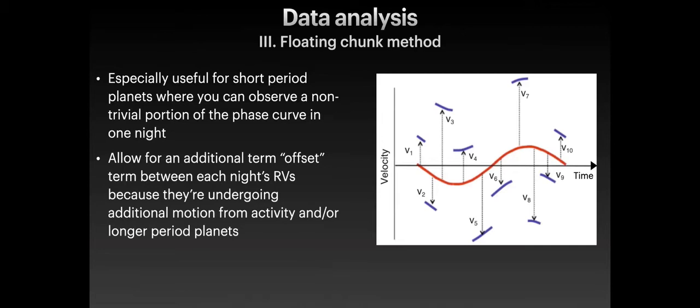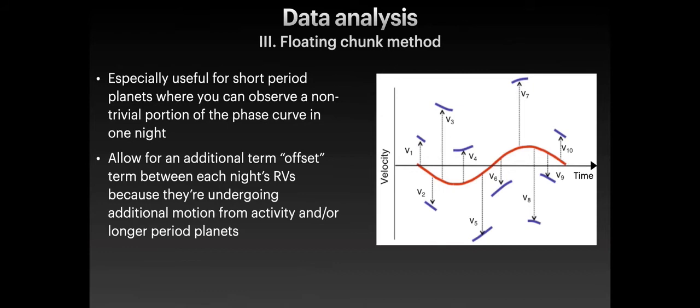Another approach, which works best for exceedingly short period planets, is the floating chunk method. In this case, observations taken over the course of a single night sweep out a non-trivial portion of the planet's orbital phase because the period is less than a day. So a given night's observations therefore appear as short segments of the Keplerian sine function. As you can see here in the plot, the full model is shown in red, and then each individual night's observations form one little chunk of the planet's actual RV sine curve.